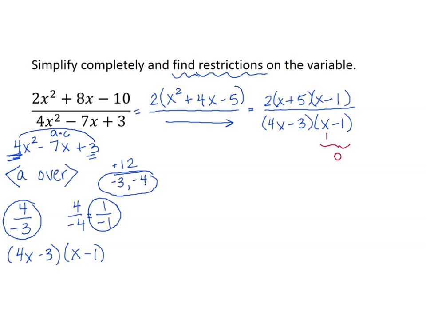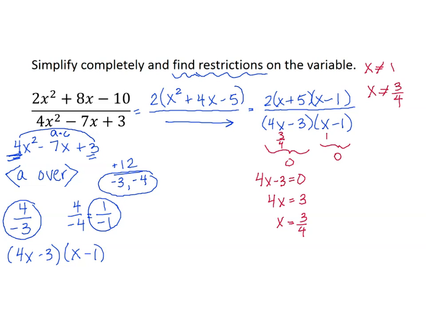For the other one, it's a little bit harder to see because it's 4x minus 3. So we're going to take it off to the side and solve it. If I set 4x minus 3 equal to 0, then to solve for x, I would add 3 to both sides and then divide both sides by 4. So that is my other restriction. If this x were equal to 3/4, then this whole binomial would be 0. So my restrictions are that x cannot be 1 and x cannot be 3/4.